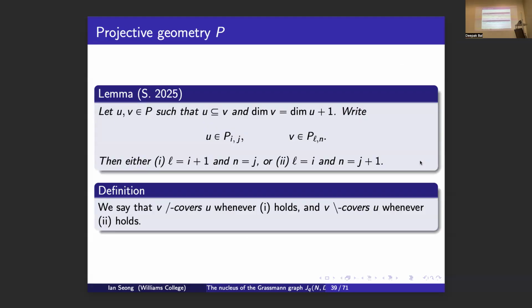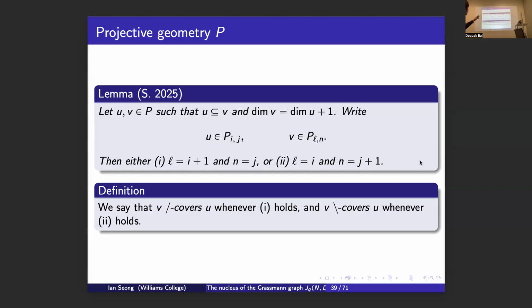Okay, so here's a quick lemma, and this has a diagram later on. Let U, V be in P such that U is contained in V, and the dimension of V is equal to the dimension of U plus 1. For those who study posets and incidence structures, we usually call this V covers U. Now we write U to be in P_ij and V to be in P_ln. Then either l is 1 greater than i and n is equal to j, or n is 1 greater than j and l is equal to i.